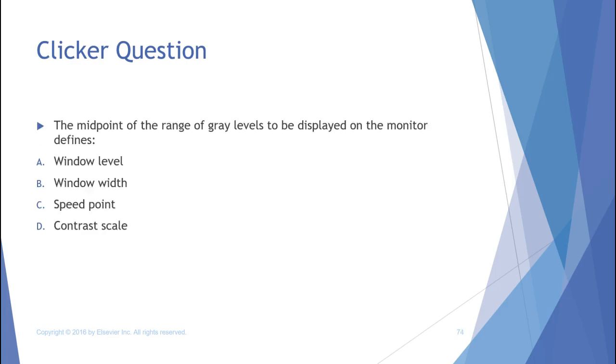Okay, the midpoint of the range of gray levels to be displayed on the monitor defines window level, window width, speed point, or contrast scale. So we know it's not speed point, we know it's not contrast scale. So the midpoint of the range of gray levels. The window width is that whole width of gray, so all of the shades of gray. The midpoint of them is the window level. Okay, so the answer to this is A.